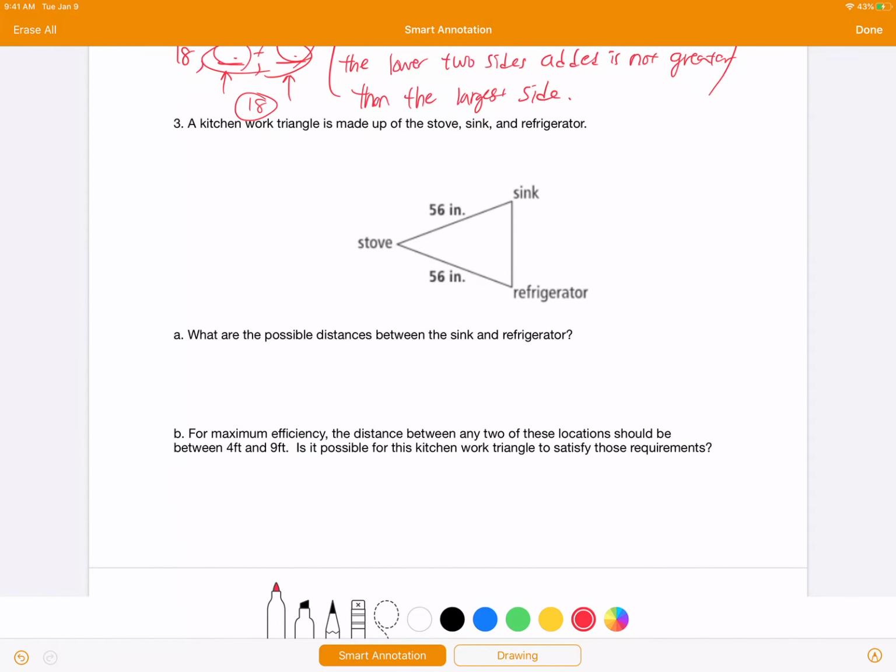Next, a kitchenware triangle is made up of the stove, sink, and the refrigerator. So we have those three. What are the possible distances between the sink and the refrigerator? We're talking about these two lengths right here. Okay, so how do we figure that? Well, it turns out that these two are the lengths.